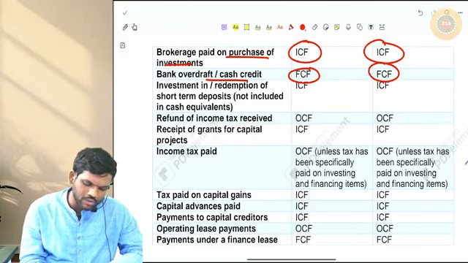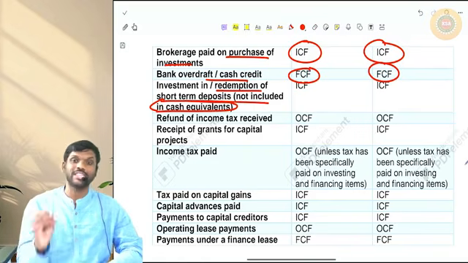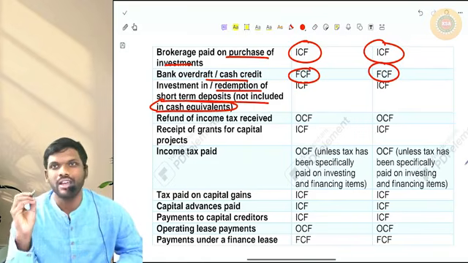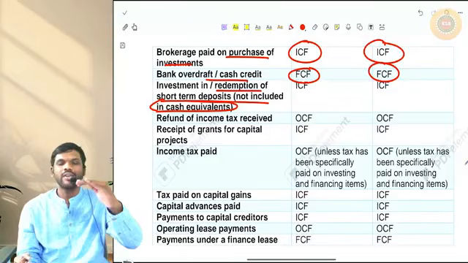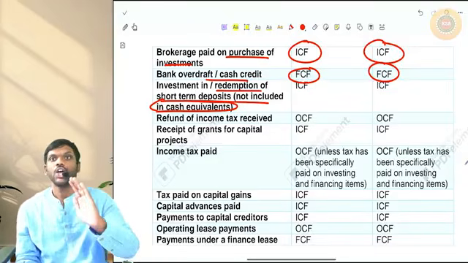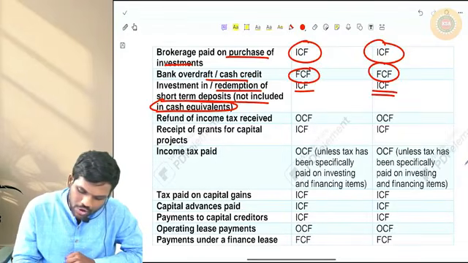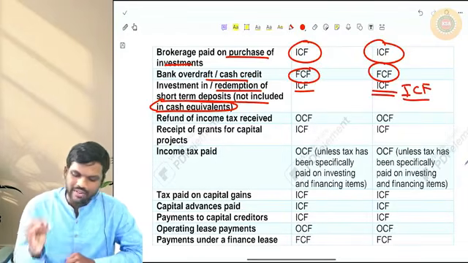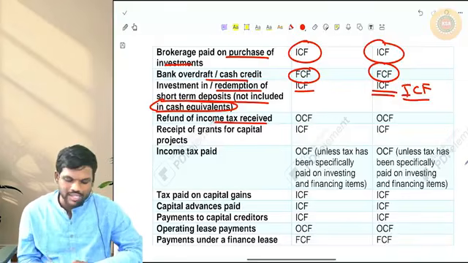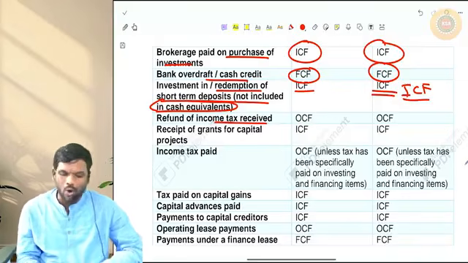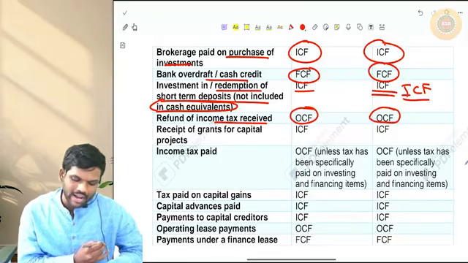Investment in or redemption of short-term deposits which are not included in cash equivalents. Remember, if any investment is not included in cash equivalents, if it is shown separately in the balance sheet, not given under cash equivalents, then automatically your mind should say it is a part of investing activities. Refund of income tax received: if nothing is given, we will assume that income tax relates to operating activities, so we will show it as an inflow under operating cash flows.